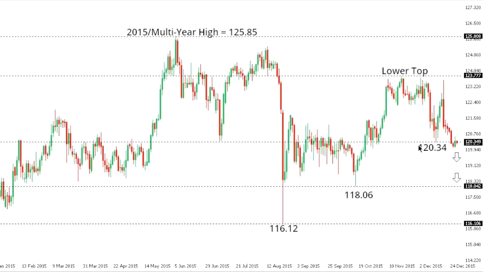Dollar yen. So dollar yen remains under pressure after breaking down below some key support, and the market is now focused on fresh setbacks down towards next key support in the 118 area, below which would expose the critical August base at 116.12 further down.